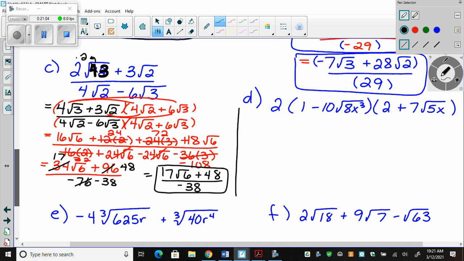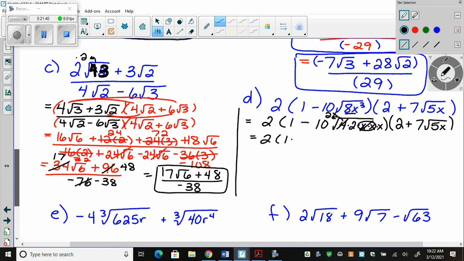So the next one, we could do distribution right off the bat, but I'm going to reduce it first. So I'm going to get 2 bracket 1 minus and then 10 square root 8x cubed. I can break that down into 4 times 2 times x times x times x. The 4 comes out as a 2, and then 2 x's come out as an x. And then I get 2 plus 7 root 5x. So I'm going to get 2 bracket 1 minus 20 root 2x, 2 plus 7 root 5x.